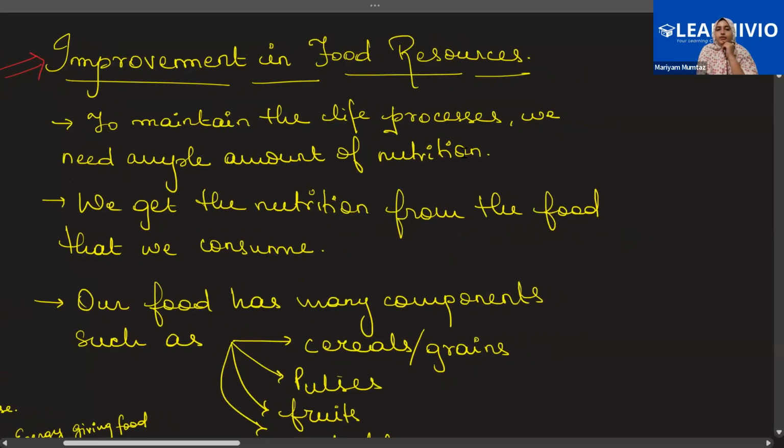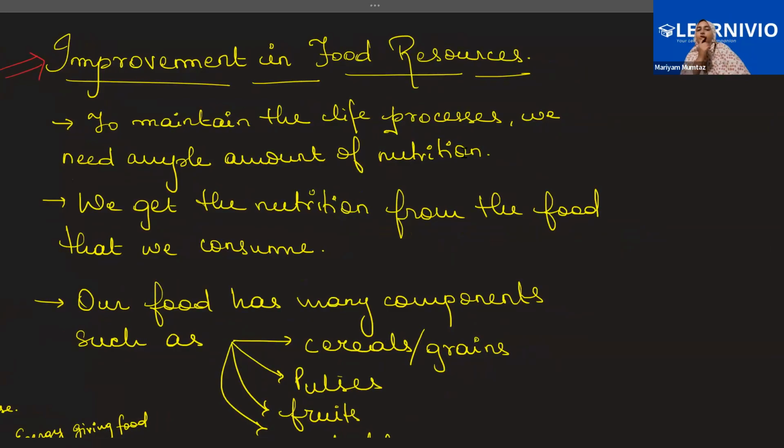Okay, so talking about improvement in food resources. Now we know that food is one of the most important components for us to stay alive. If food is not there, it'll be very difficult for us to keep living. So to maintain the life processes, meaning every single thing that is done by the organisms, it happens with the help of energy or nutrition. And that energy, that nutrition, comes from the food that we eat.